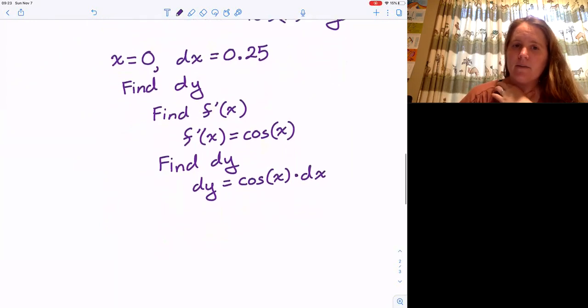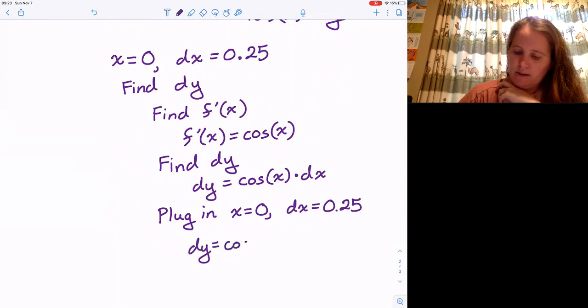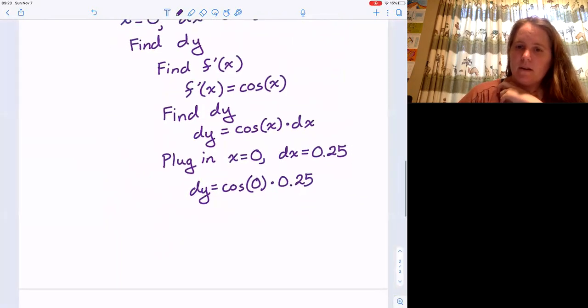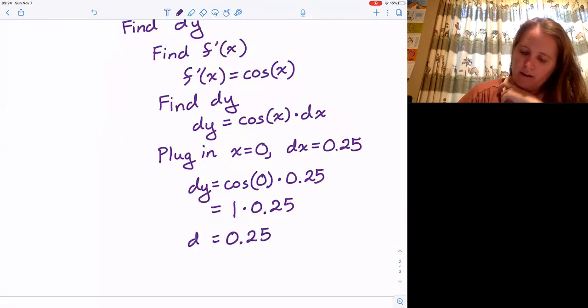Once we have that, then we can go ahead and plug in x equals 0 and dx equals 0.25. So we have dy is equal to cosine of 0 times 0.25. Cosine of 0 is 1. So we have 1 times 0.25, or simply 0.25 is our dy.